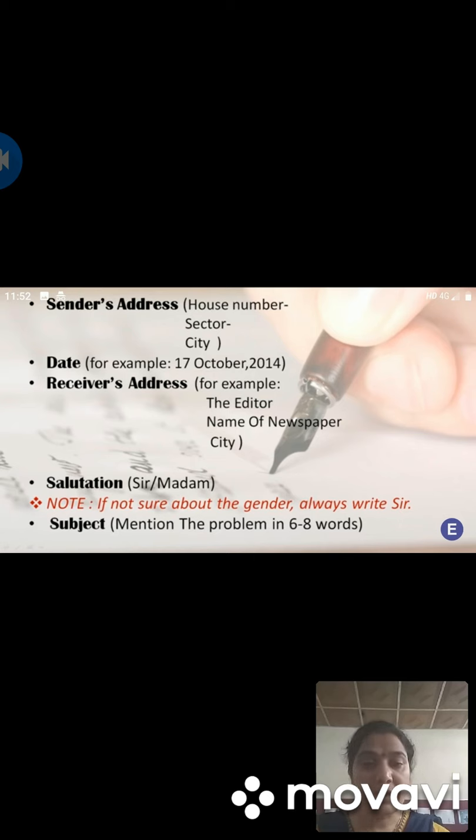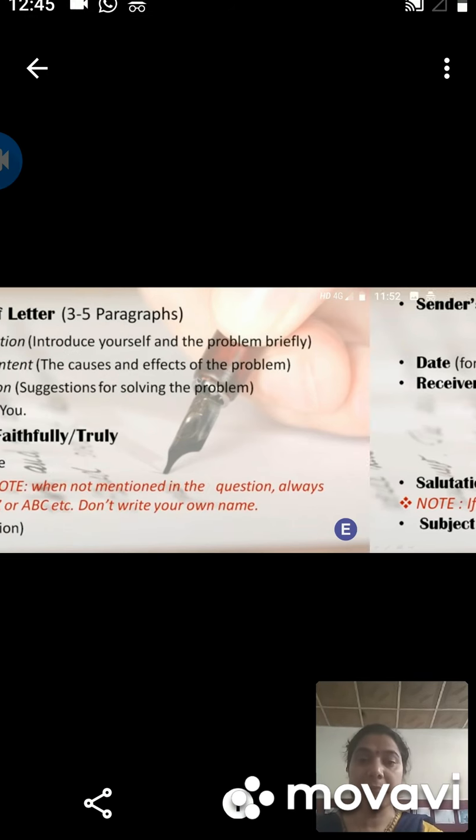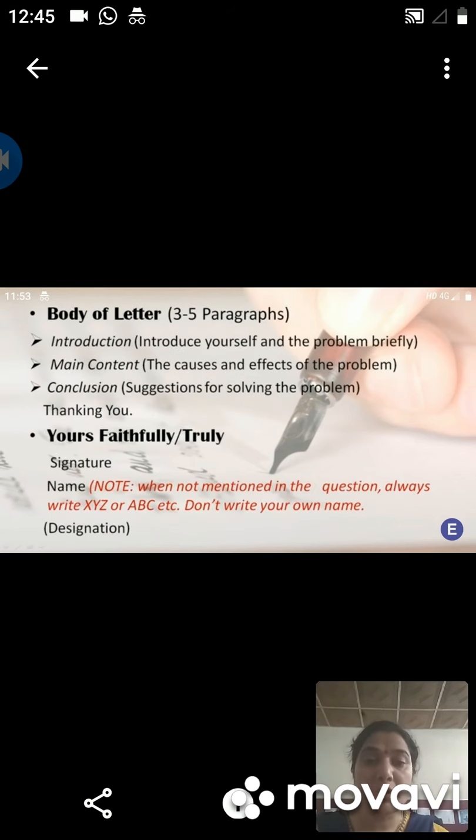Then again you leave a line and then you write the salutation. Salutation means sir, madam. Then you leave a line, and after leaving a line, you write the subject. The subject is very important. It should be short and it should be clear. Think of the subject. What is the subject of your letter? Then again you leave a line, and then we move on to the body of the letter.